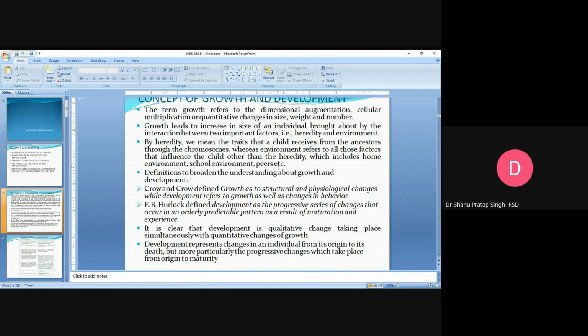So if we summarize, growth is basically related to an increase in size, weight and numbers, as well as, sorry, development is a kind of qualitative change in behavior, in attitude, awareness and knowledge. That all comes under the development category.